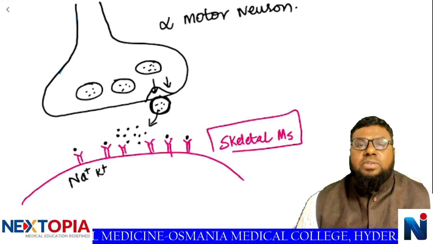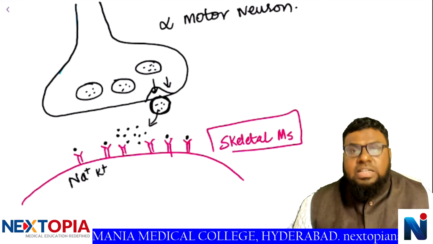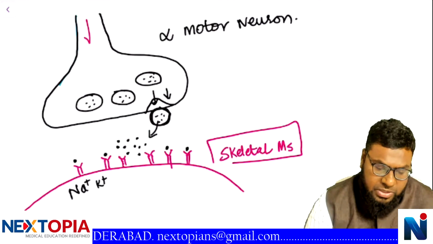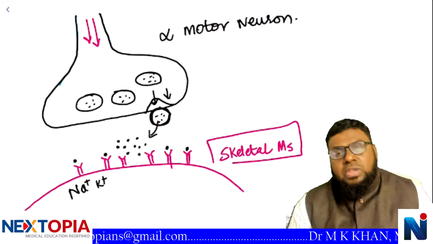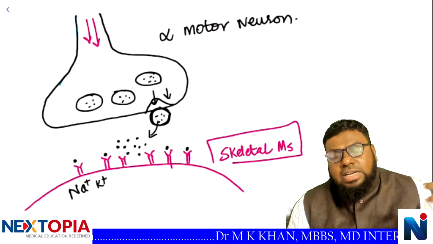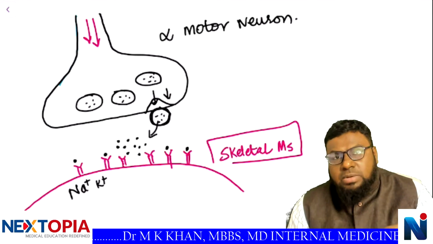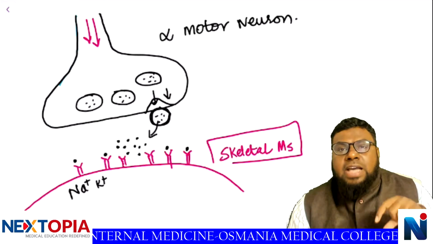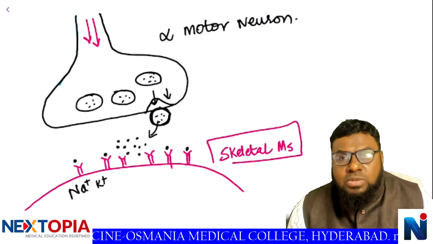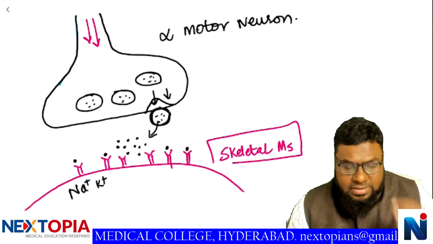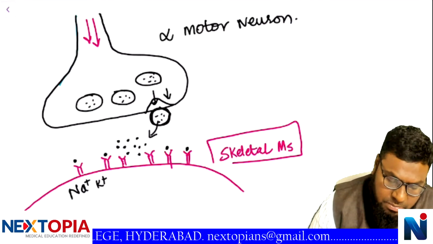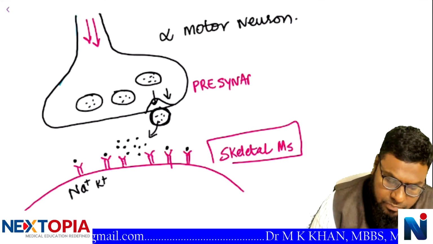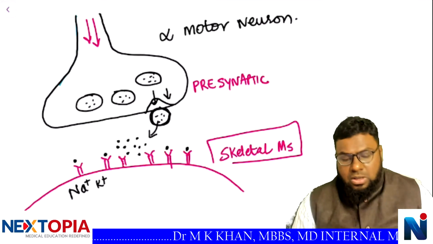So let us try to understand the sequence of events. The action potential travels down the alpha motor neuron in this direction. This is the first step. From one nerve, another nerve gets stimulated. From there, another nerve gets stimulated. From there, this nerve is getting stimulated, and the action potential travels down the alpha motor neuron to depolarize the presynaptic membrane. So this is the presynaptic membrane. This is the first important step.